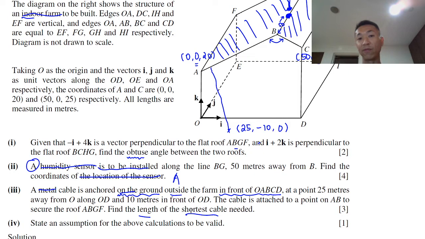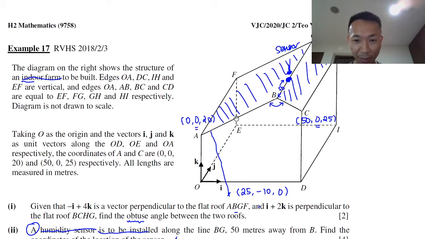Shortest cable. This is important info. It means it can be attached anywhere along AB. It doesn't matter where, but I just need this length to be shortest. How do you find it? So now you have to think. What concept have we learned? Shortest from a point to a line. So you are trying to find the shortest distance from a point to a line.